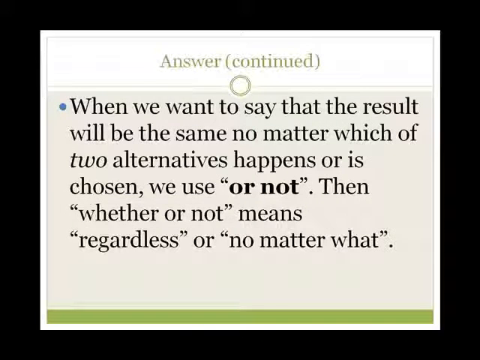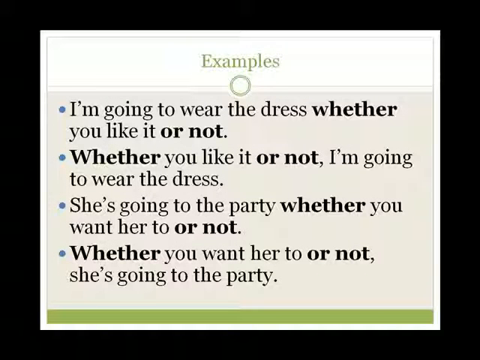When we want to say that the result will be the same no matter which of two alternatives happens or is chosen, we use or not. Then whether or not means regardless or no matter what. Here are some examples in which or not must be included. I'm going to wear the dress whether you like it or not. Whether you like it or not, I'm going to wear the dress. She's going to the party whether you want her to or not. Whether you want her to or not, she's going to the party.